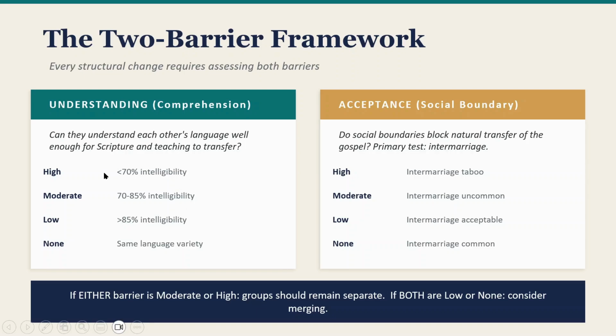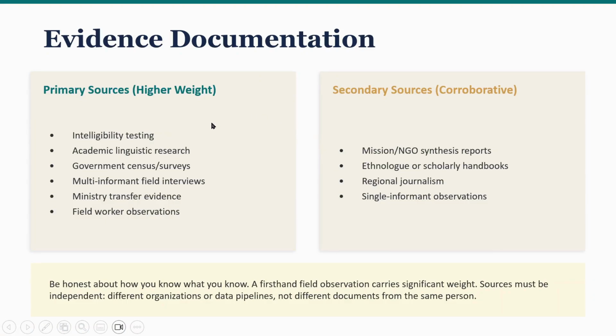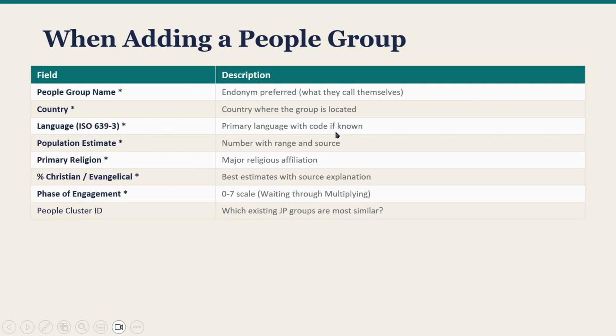So we're going to rate a group high, moderate, low, or none based off these 2 social barriers. And then we're going to provide evidence documentation, especially anything for removing groups. We want to be fast to add and careful to remove. So either primary sources, which have a higher weight, or secondary corroborative sources. And this is some of the information that you're needing to add a people group.